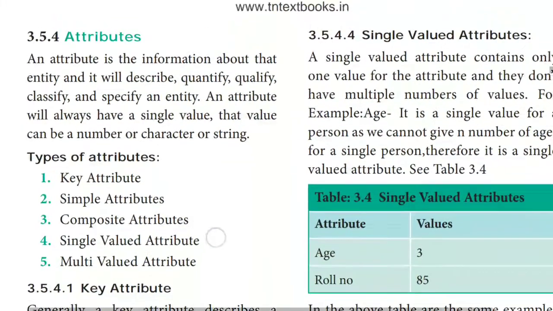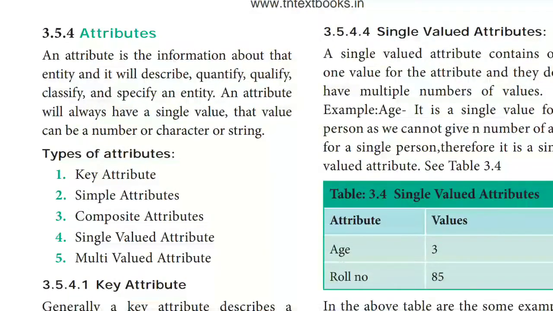So next is attribute. An attribute is information about the entity. It will describe quality and quantity, and classify and specify an entity. This attribute will define what an entity is. For example, a student has an attribute of studying, studying the subjects English, math, science, social.